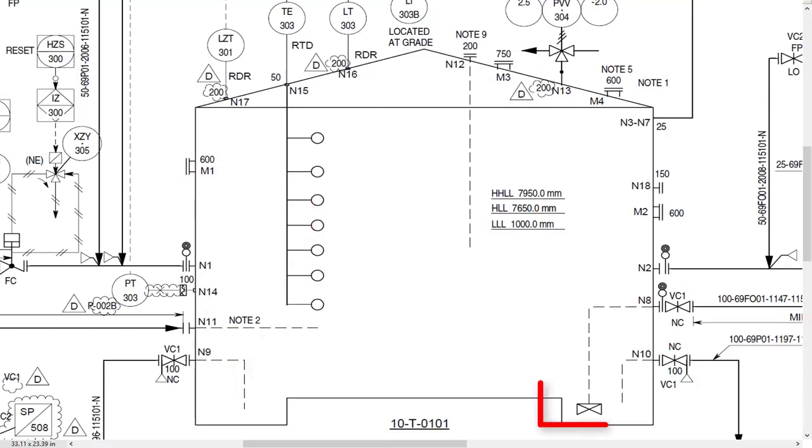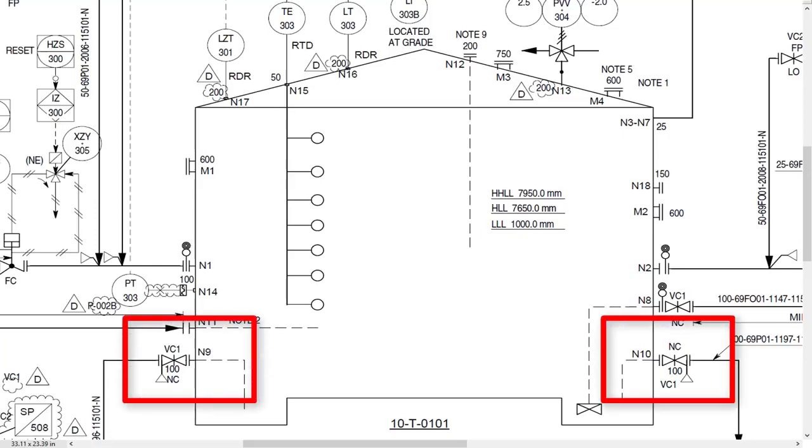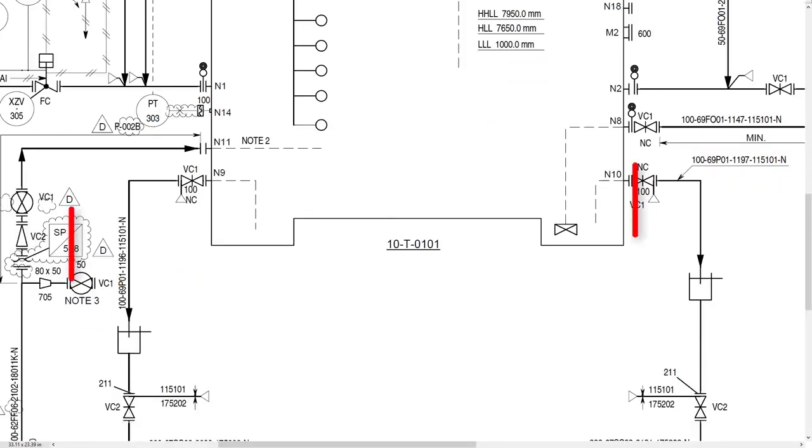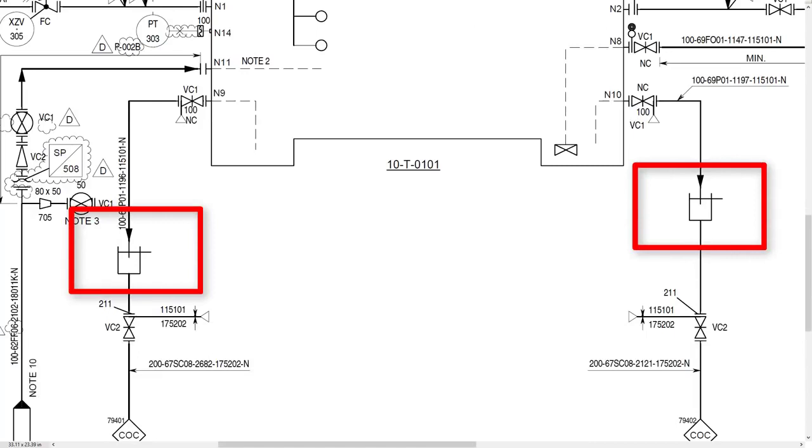There is a vortex breaker with N8 nozzle connected to the pump suction line with a normally closed gate valve. This is because the main suction line is N2. N8 will be used only when you want to drain the tank completely. There are two more nozzles, N9 and N10, that are used to drain the tank to COC. This is an open type liquid seal that prevents air ingress into the tank.